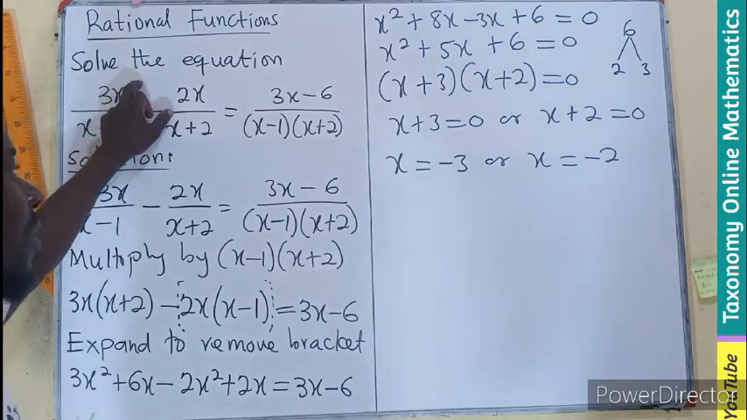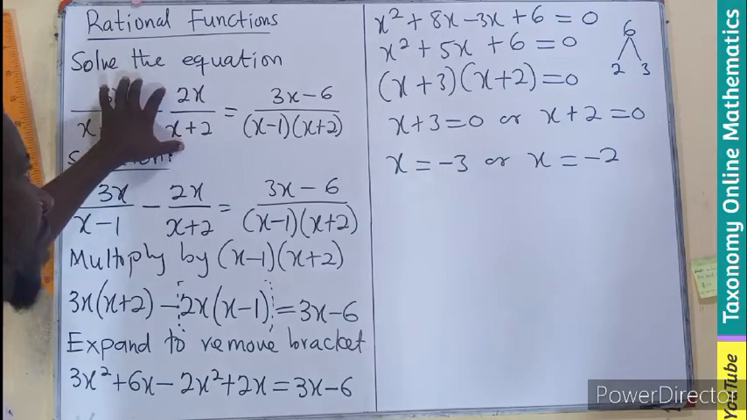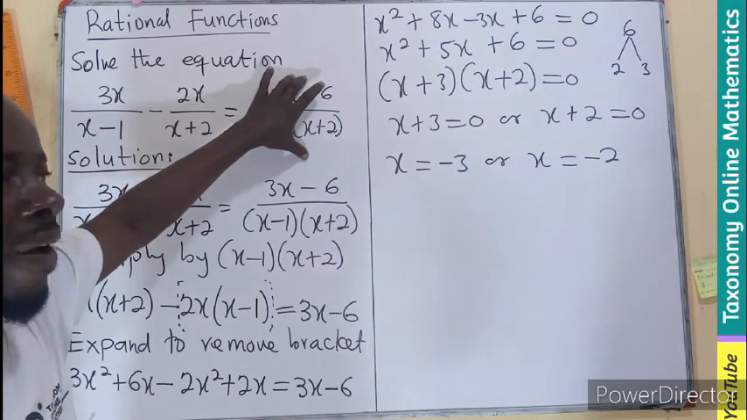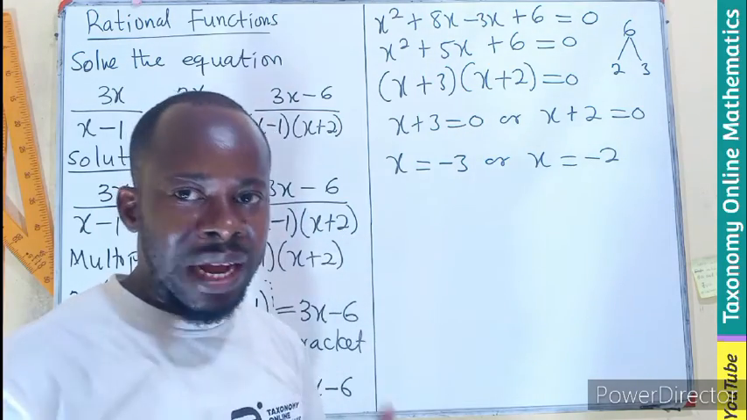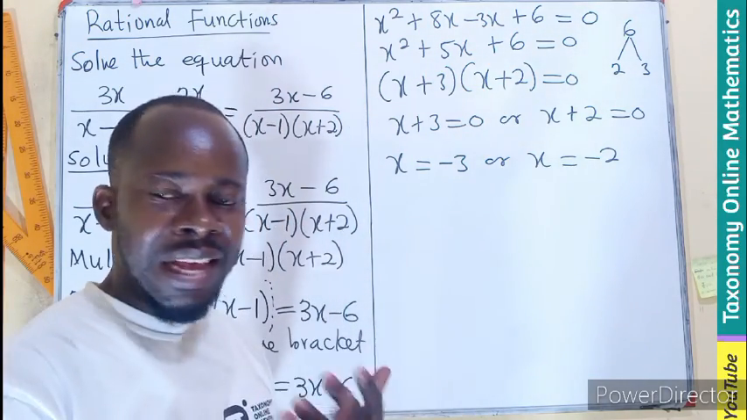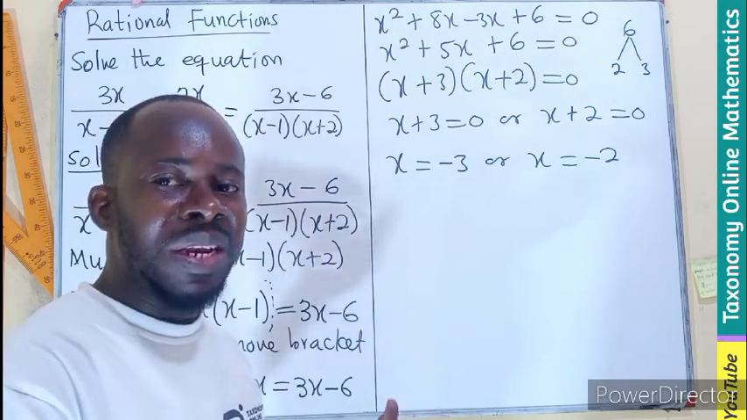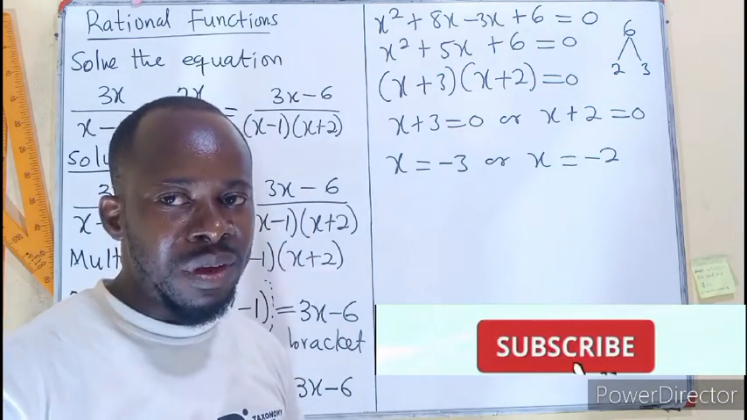So these will be the values of x. If you solve this, the values of x that make the left side the same as the right hand side will be minus 3 and minus 2. I guess the concept is clear. The idea is based on rational function, but we end up solving an equation.